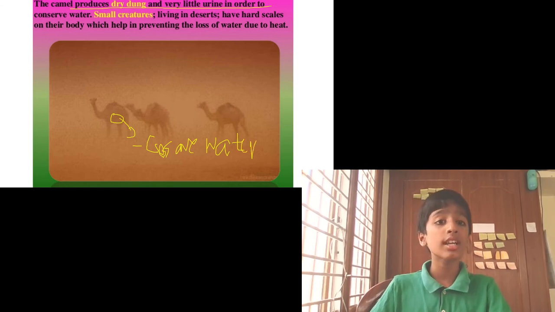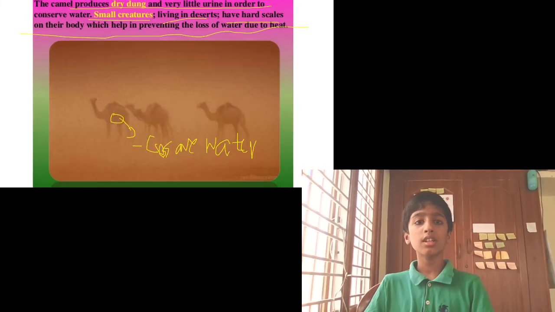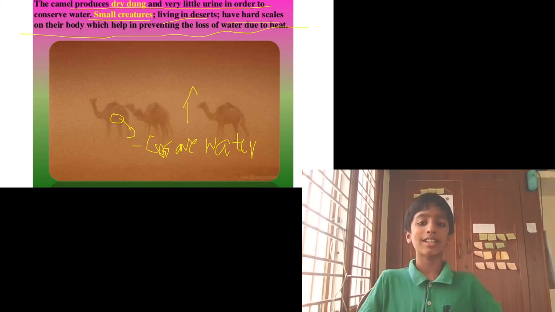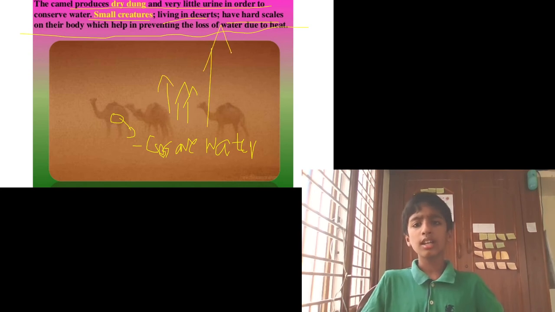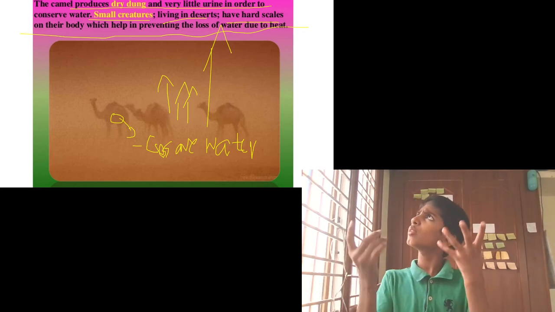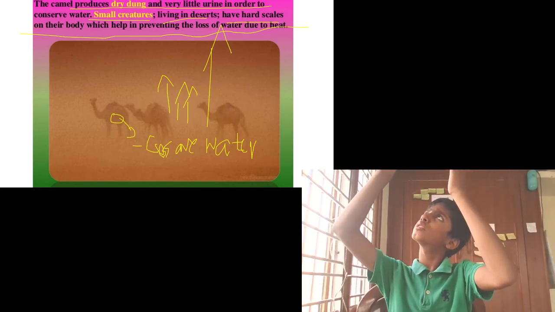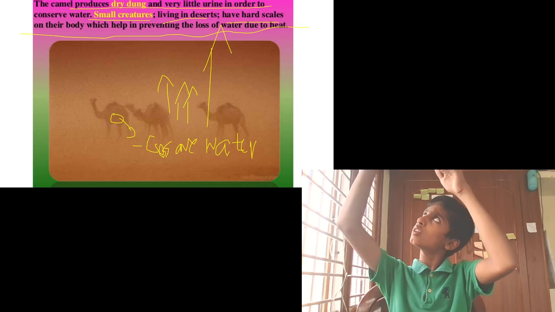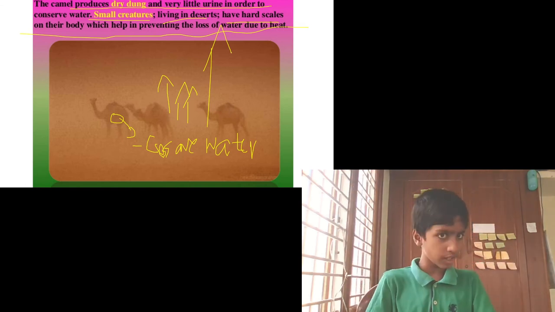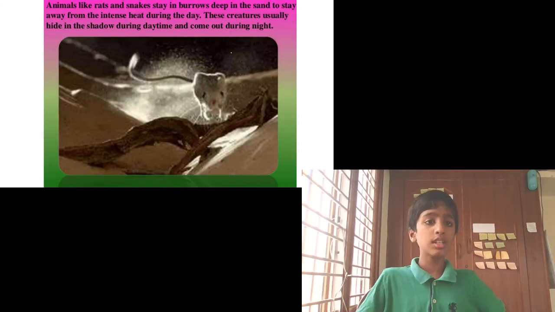The small creatures living in the deserts have hard scales on their body which prevent the loss of water due to the heat. Due to the heat, the water will be evaporating, right? So the hard scales prevent that. You know the water cycle, right? From the lakes and ponds, the water evaporates, condenses, and comes down as precipitation as rain. So now let's move on.